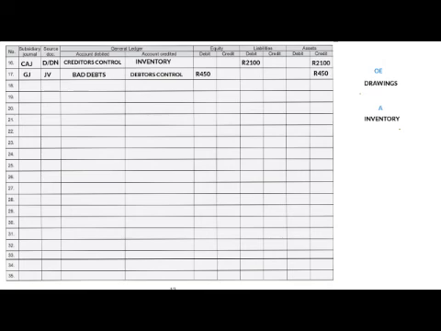Let's enter our transaction onto our worksheet. So our subsidiary journal is our general journal. Our source document is our journal voucher. The account debited was drawings. The account credited was inventory. Equity will be debited with 3,510 Rand, and assets will be credited with 3,510 Rand.